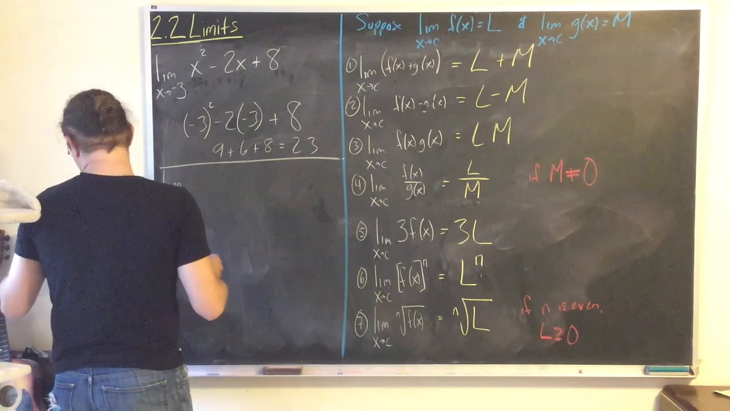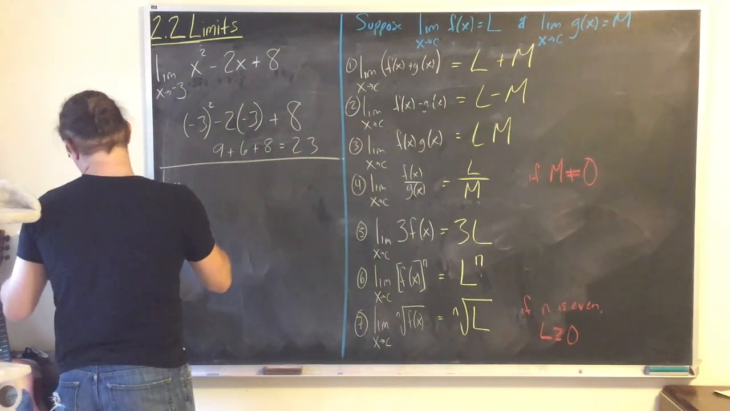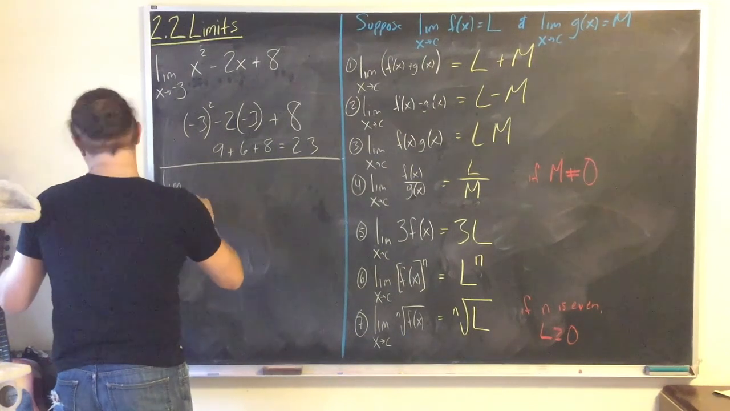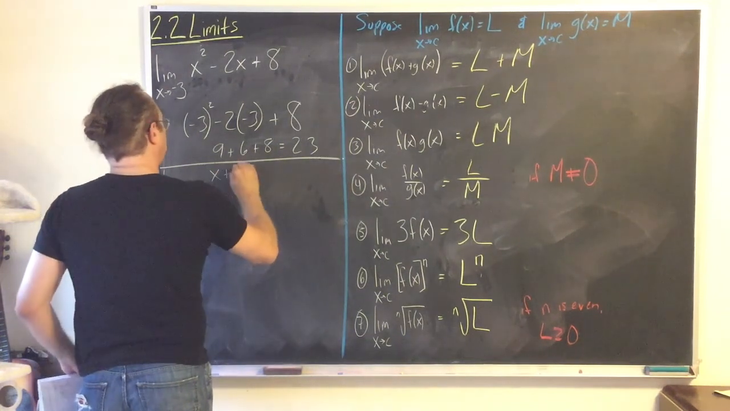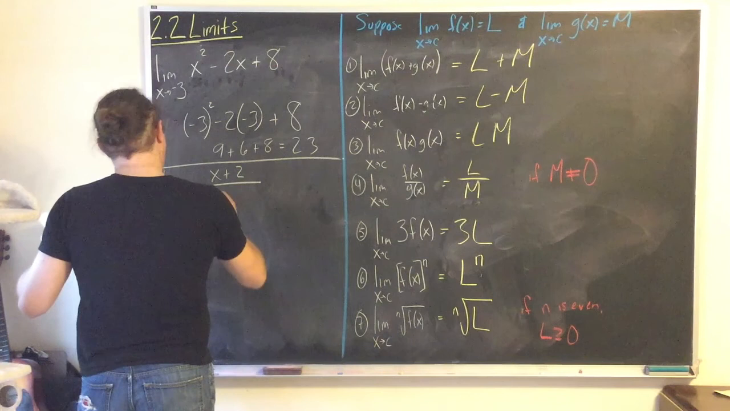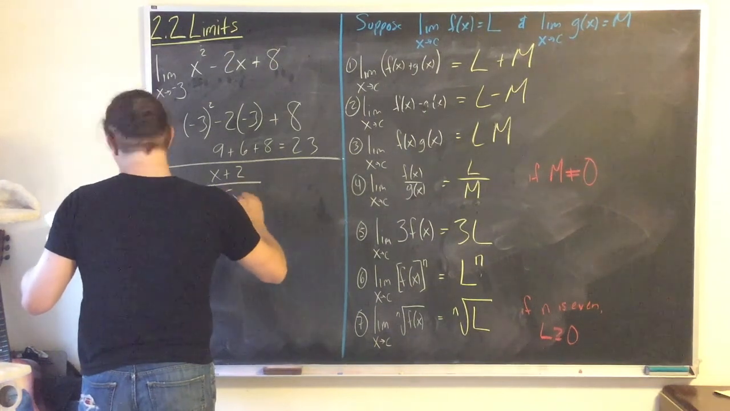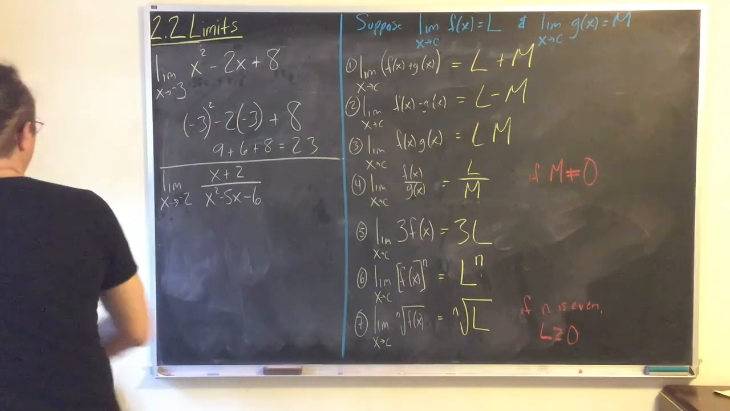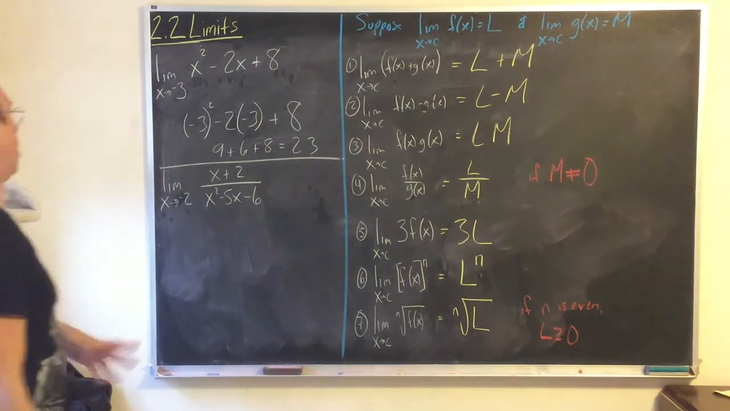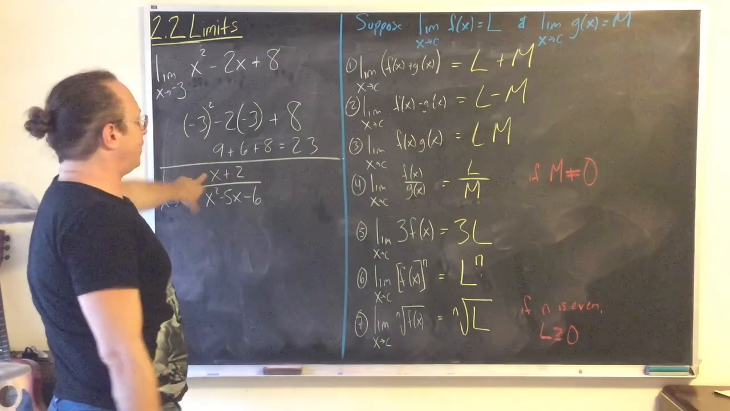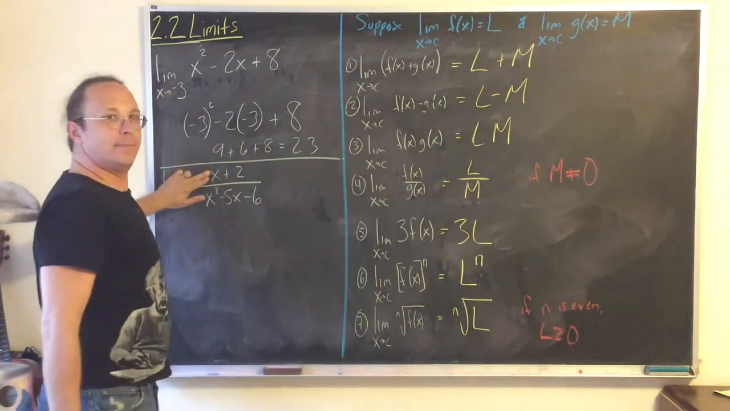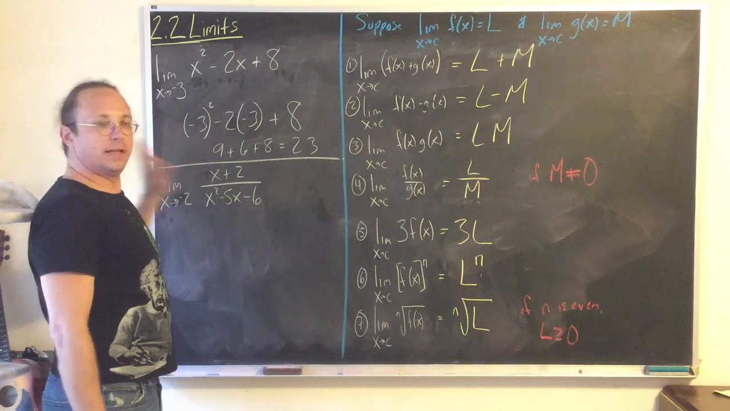So let's look at the limit as x approaches -2 of x plus 2 over x squared minus 5x minus 6. All right, let's look at this limit. Well, this is something divided by something. That's this rule right here. So let's do the limit at the top, limit at the bottom, and see if it works out.